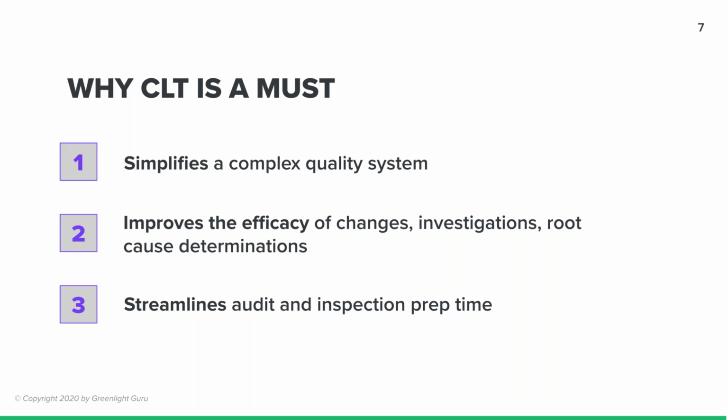Two, we want to improve the efficacy of changes, investigations, root cause determinations. So many important decisions are being made throughout the product life cycle. We want to make sure that the information you need to make the decision is readily available, right at your fingertips. We don't want you to have to go searching for that information or having to bug a lot of people. I remember when I was making changes, I tried to button up as much as I could early on, but sometimes it was just hard because we were so siloed. And so a closed loop traceable system will bring that information together.